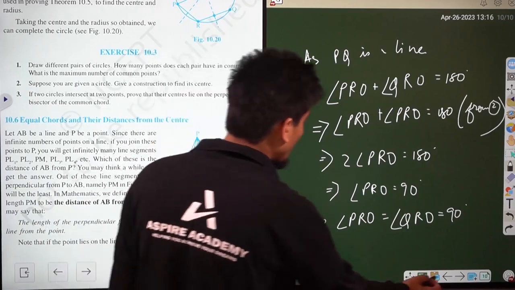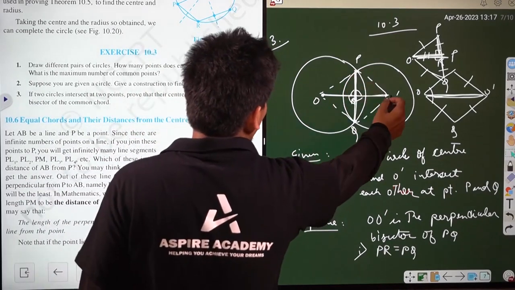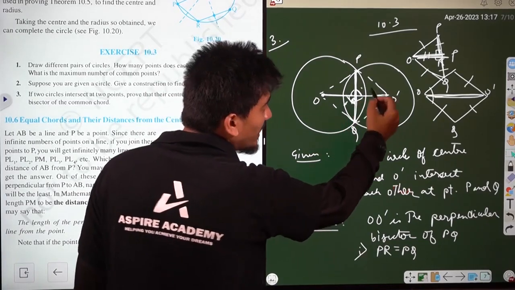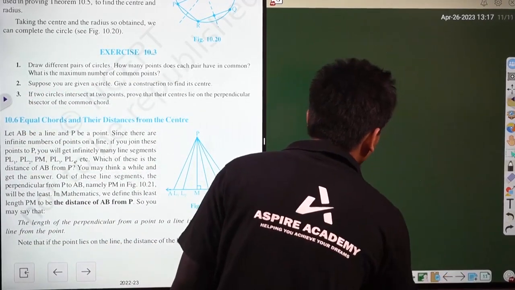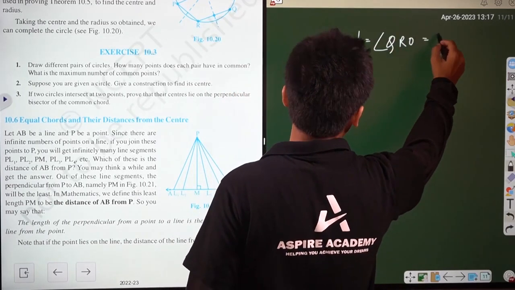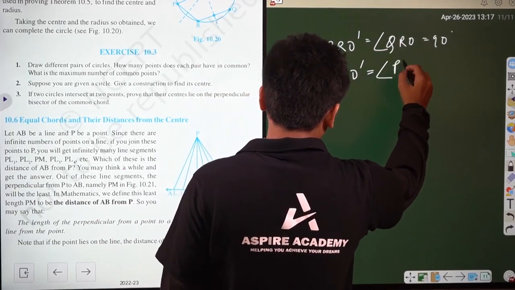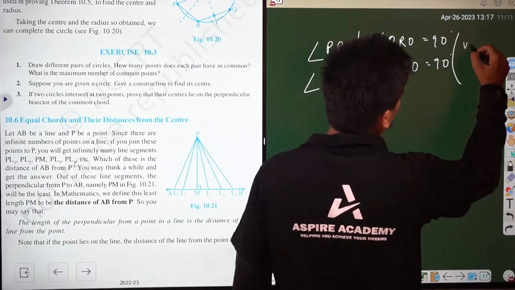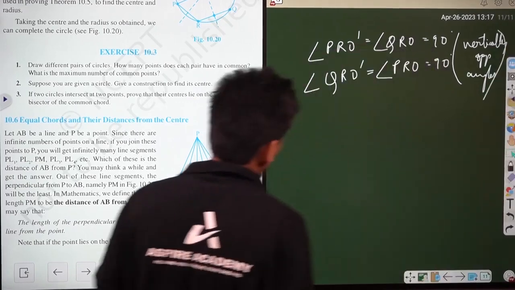Right? And we already know that. See here. See the diagram. PRO dash, this angle, and QRO, these are vertically opposite angles, and these are vertically opposite angles. So what we can write? We can write that angle PRO dash is equal to angle QRO is equal to 90 degrees. Again, angle QRO dash is equal to angle PRO, which is equal to 90 degrees. Why? Because they are vertically opposite angles. You can write here vertically opposite angles, right? Since they are vertically opposite angles.